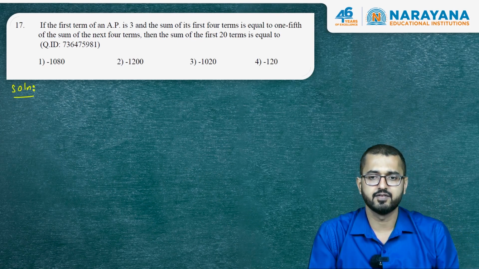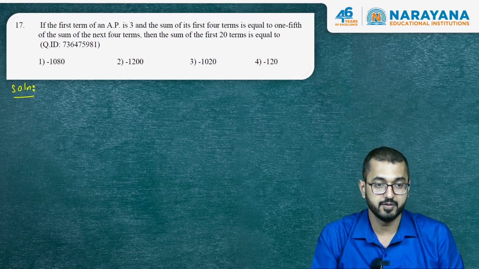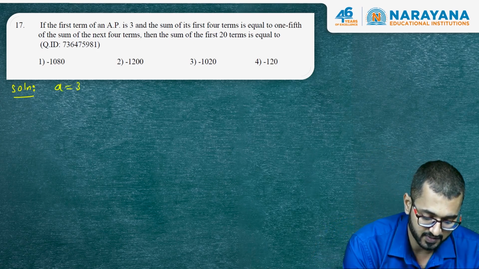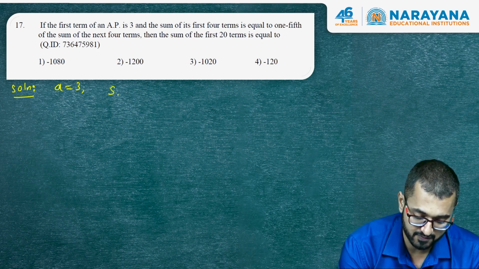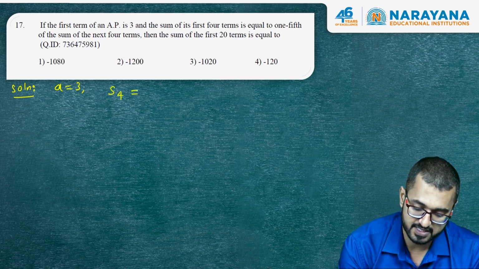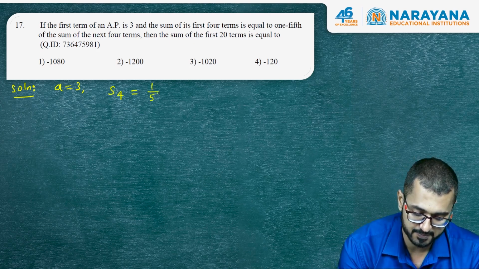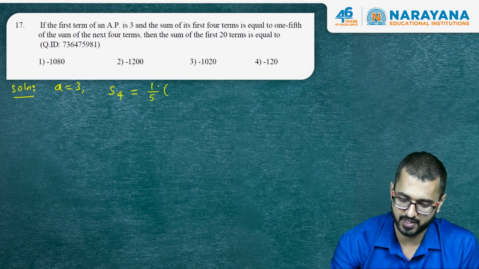Question number 17. If the first term of an AP is 3, so yes, a is equal to 3. Next is, sum of first 4 terms is equal to 1/5 of sum of next 4 terms. So it is like this.